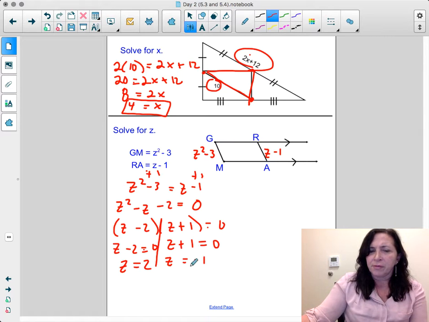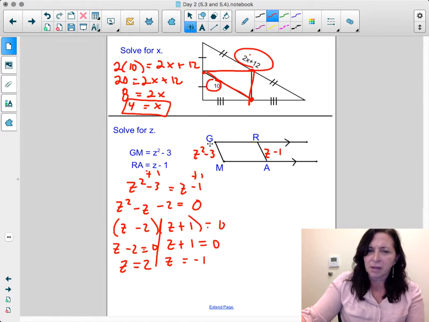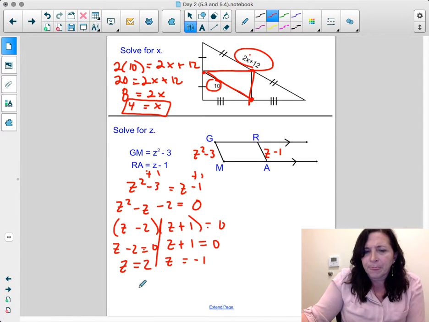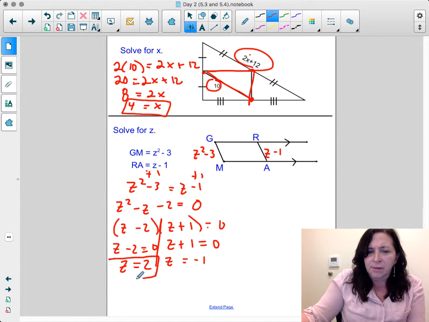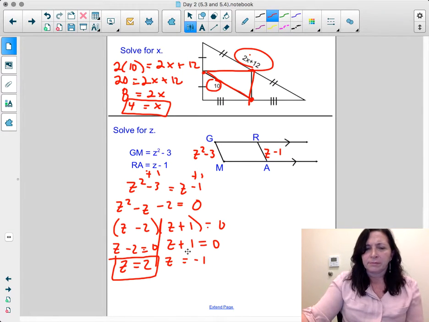Make sure that both of your answers work, so you should plug them in. If you plugged in 2, you get 2 squared, which is 4. 4 minus 3 is 1. Plug in 2. 2 minus 1 is 1. 1 equals 1. We're good. So this is an answer right here. Plug in -1. If I plug in -1 squared minus 3, I get a negative number. Not going to happen.